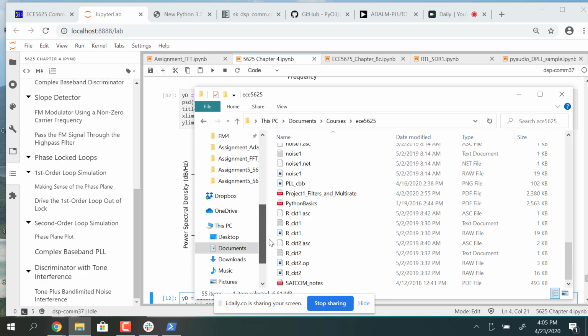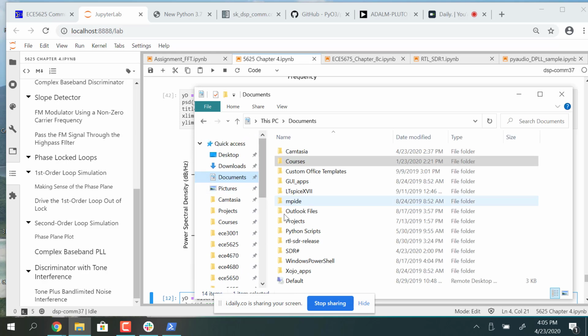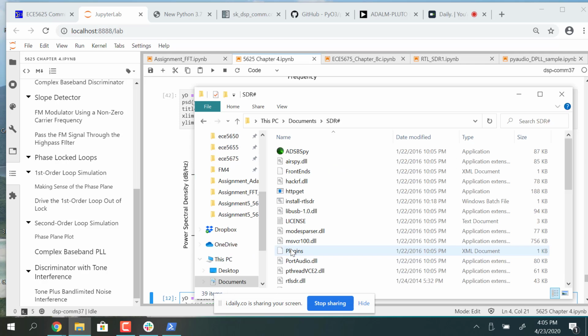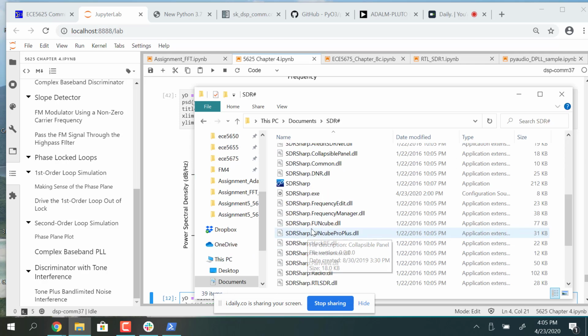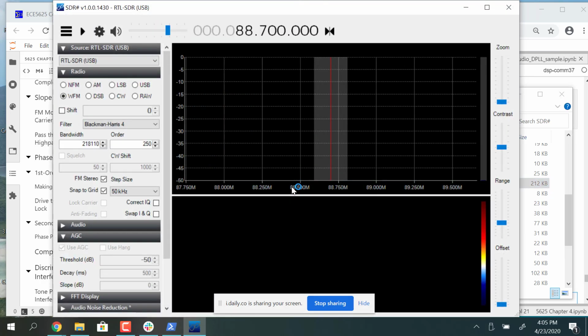I can go into Documents, and I have SDR Sharp on here, which is a free application. It's the first way you can start playing with this. So when you bring this up, we have this nice GUI application, and this is KCME, Classical FM in Colorado Springs.